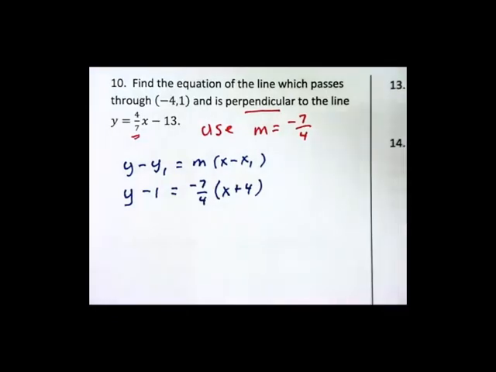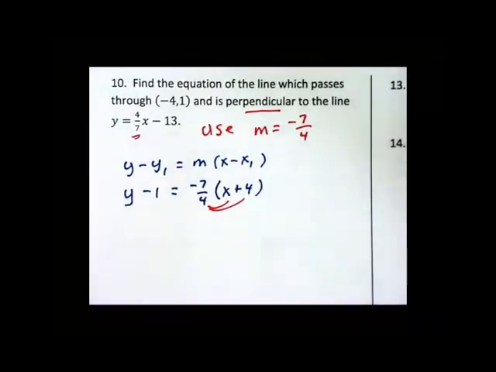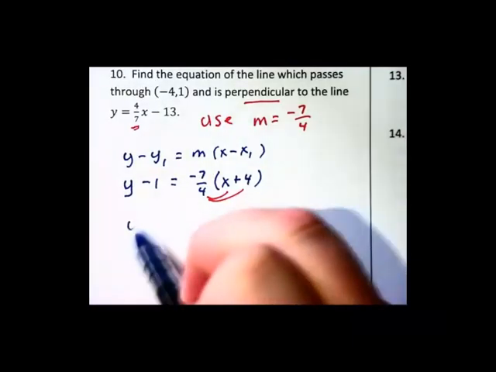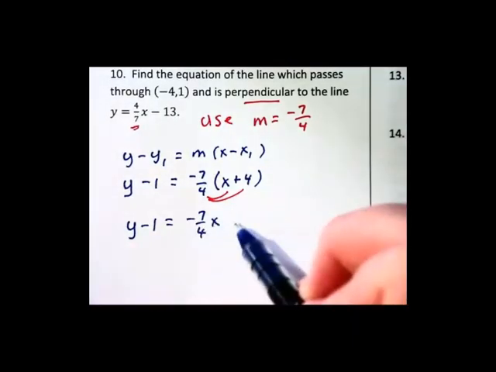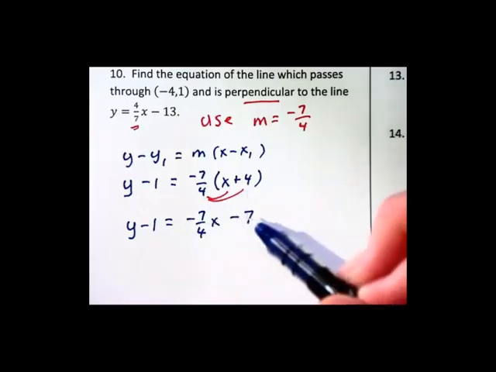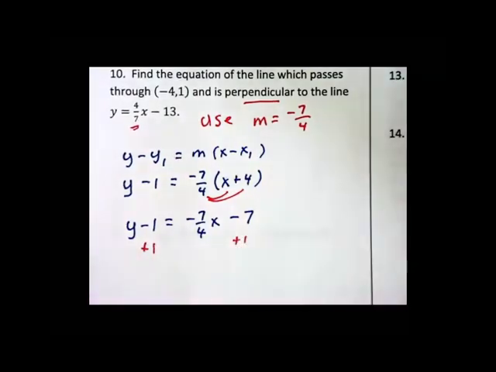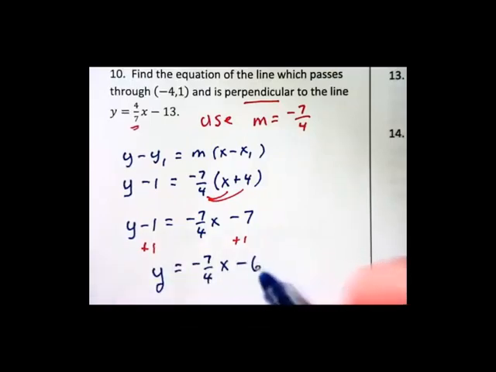And then I probably want to have this in slope-intercept form, so I'm going to distribute the negative 7/4 on each side of the equation, and that will give us y minus 1 equals negative 7/4 x minus 7, because the 4's are going to cancel each other out. Finally, adding 1 to each side of the equation gives us y equals negative 7/4 x minus 6.